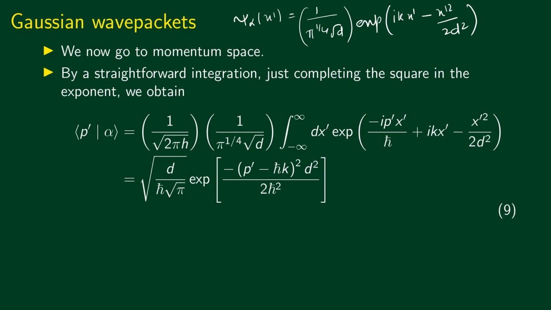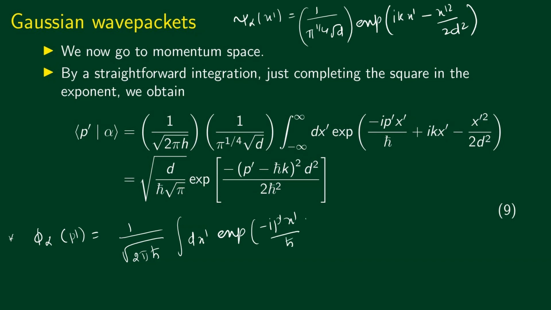We know that the position space wave function and the momentum space wave function are related by a Fourier transform. Let me write it here. The momentum space wave function phi alpha of p prime can be written as, this was the Fourier transform, the factor 1 by square root of 2 pi h bar and integral dx prime exponential minus i p prime x prime divided by h bar multiplied by psi alpha of x prime. If you have the position space wave function, you just do the Fourier transform and you get the corresponding momentum space wave function.